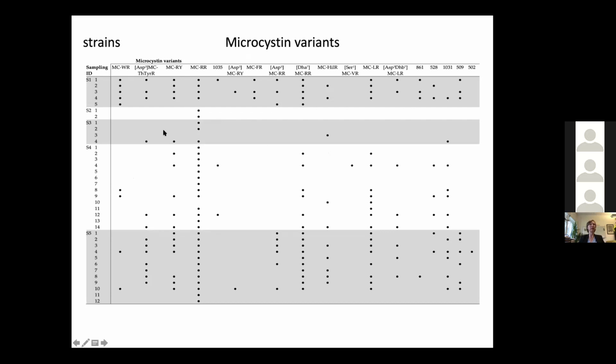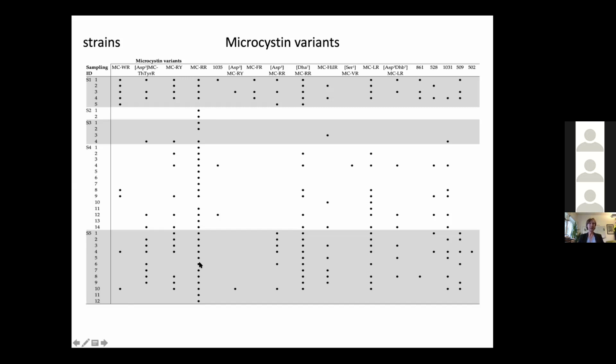So let's have a look at what that looked like. If we look at this table, you have all the strains here in the first column, and the S1 means sampling 1 and so forth. And then across the top, you have the different variants. Don't worry so much about what they're called, but look for the black dots. The black dots signify different kinds of microcystin variants.